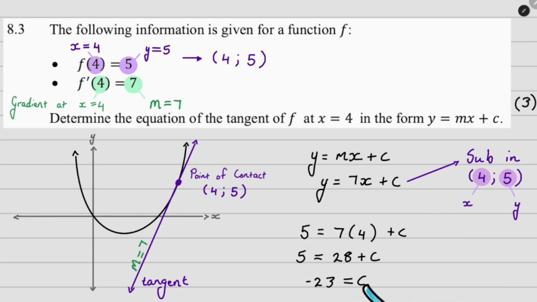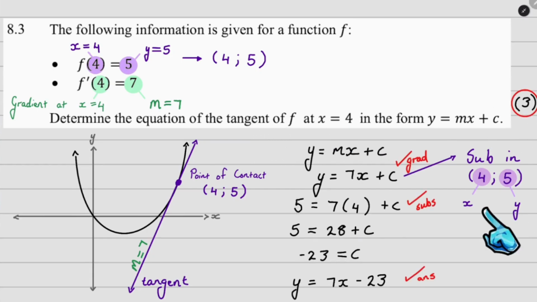And now that I have my c value, I'm going to put it back into this line to complete the equation of the tangent. And then let's quickly have a look at where our 3 marks are earned here. Putting the gradient in as 7 gets you your first mark. Substituting this coordinate into y equals mx plus c gets you your second mark, and the last mark comes from the correct equation for your tangent.